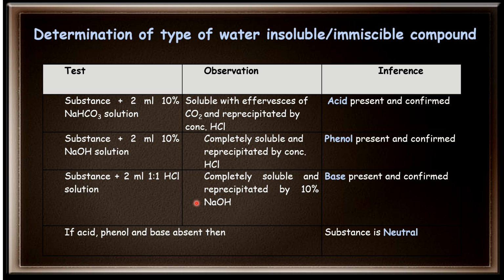Therefore, while performing the tests, if acid is present, stop doing the further tests. If acid is absent, then do the test for phenol. If phenol is absent, then do the test for base. And if acid, phenol and base are absent, then the type of the compound is neutral. This is the procedure for determination of the type of a water insoluble or immiscible compound. And this is the separation and determination of type of solid plus liquid and liquid plus liquid mixtures.